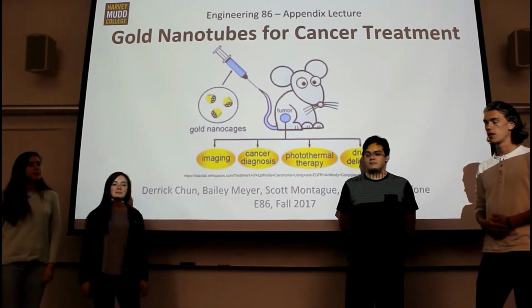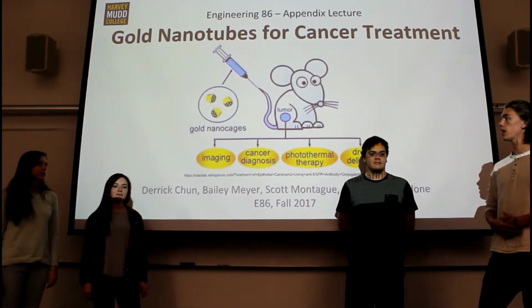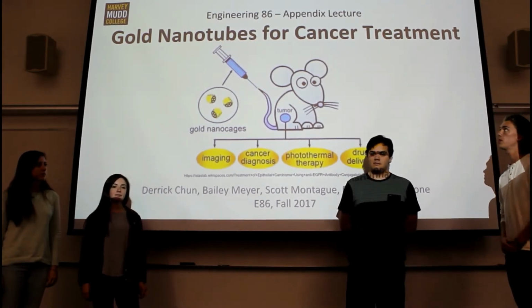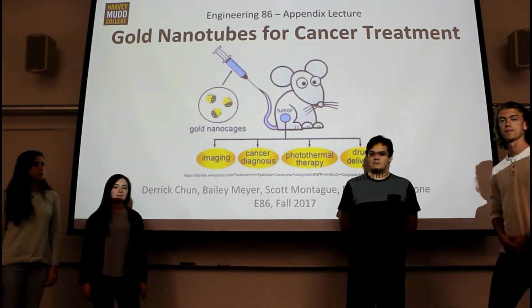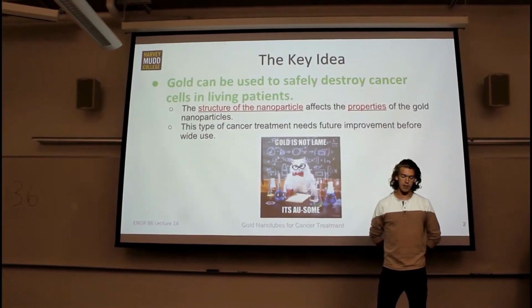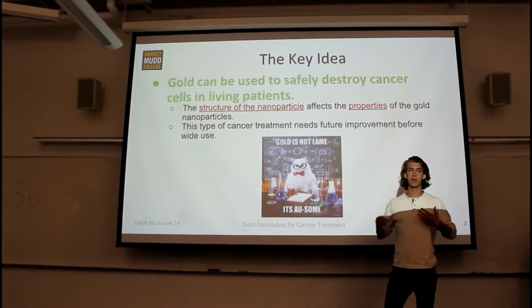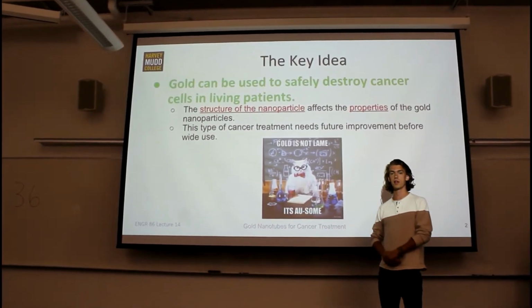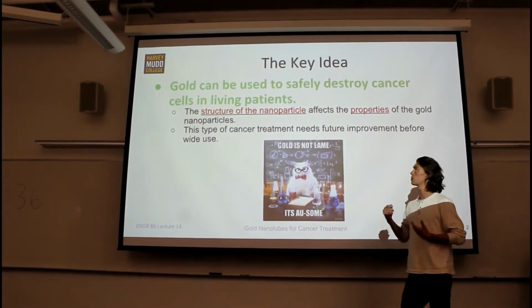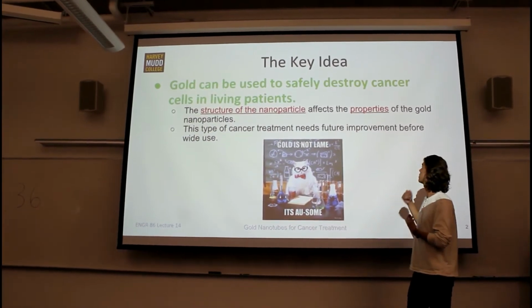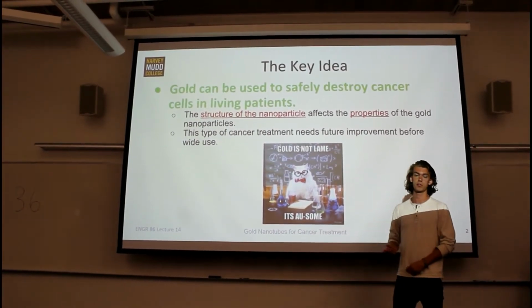And today we're going to be giving you a quick crash course on the use of gold nanotubes for cancer treatment. As we just mentioned, gold can be used to treat cancer patients and their tumors and destroy cancer cells. And we're going to be talking about the structure of the nanoparticles and the effects those properties have on the gold particles themselves.